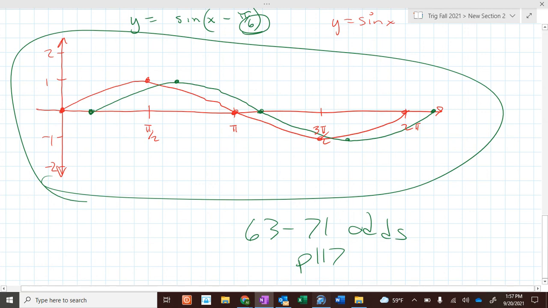Now, I have graph paper. I like it when you put it on graph paper instead of your notebook. You don't have to rip that up, Mr. Mork. Relax. But I have graph paper over here if you want to use graph paper. Now, some people just can't not do it in their notebooks. So if you think you need to do it on a piece of paper instead of graph paper, you may. But I kind of like it in graph paper, page 117, 63 through 71, the odds.